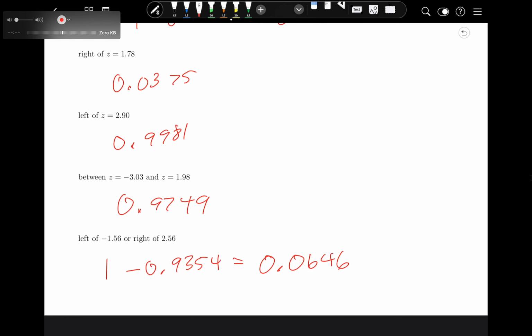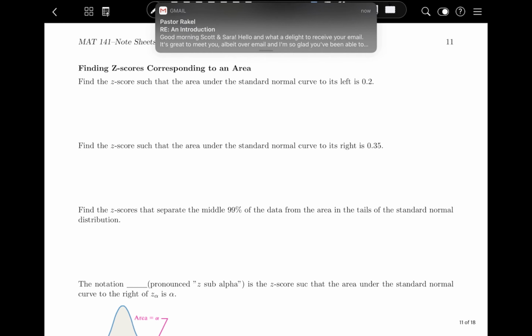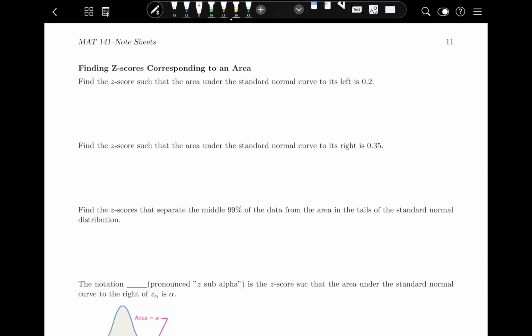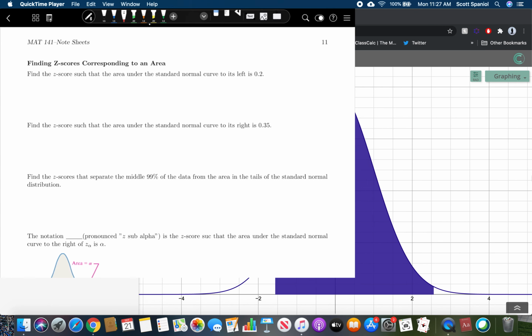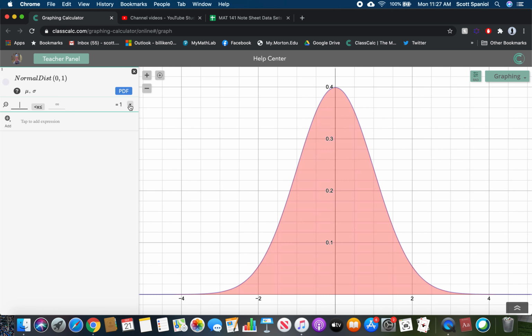With these problems. So now what we can do is, that's how you find the area under the curve. Another thing you can do is find the z-score that goes with an area. So this first one says, find the z-score such that the area under the standard normal curve to its left is 0.2. So we're still on the standard normal curve. So we're still using this graph. Let me get rid of what I have here for now. Okay, let's clear this, get rid of it.